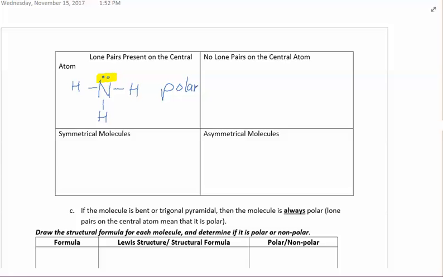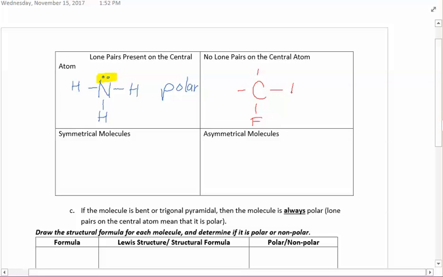No lone pairs on the central atom. Let's look at carbon tetrafluoride, which would be carbon with 4 fluorines on it. I think we did methane, and I think we did this as well. But here's your Lewis structure for it. There's no lone pairs on the central atom.